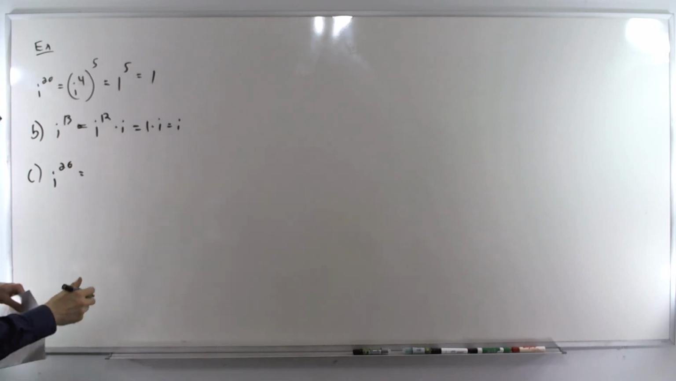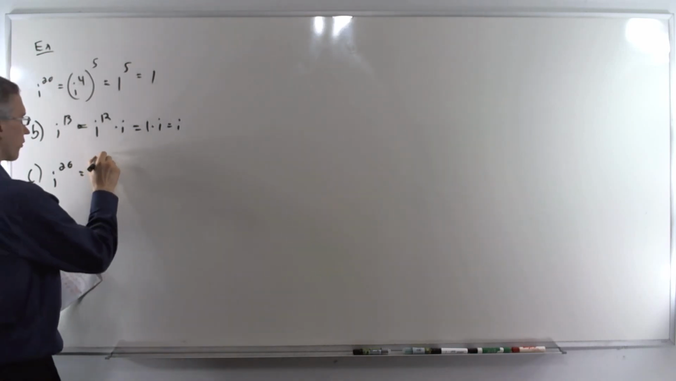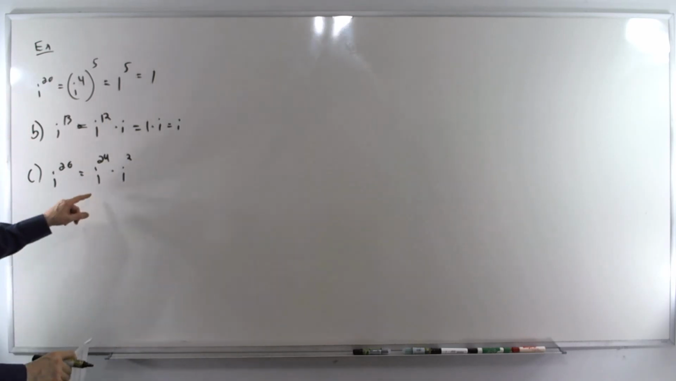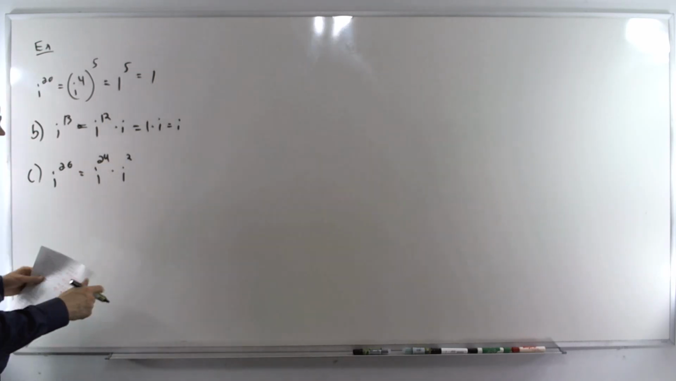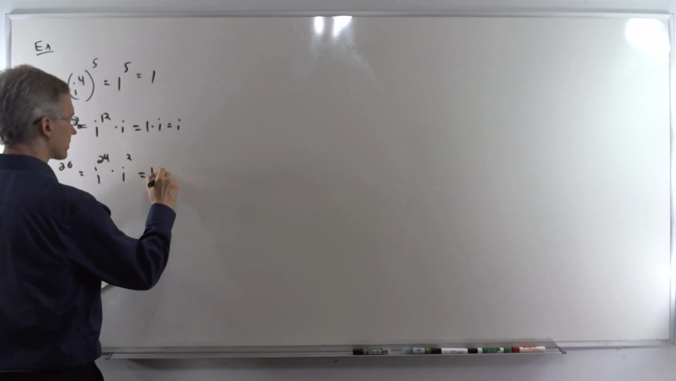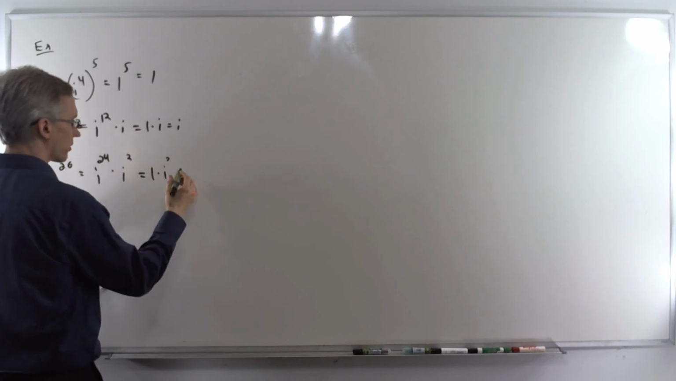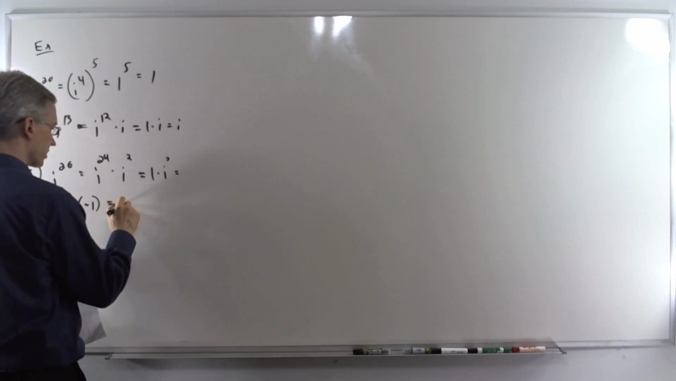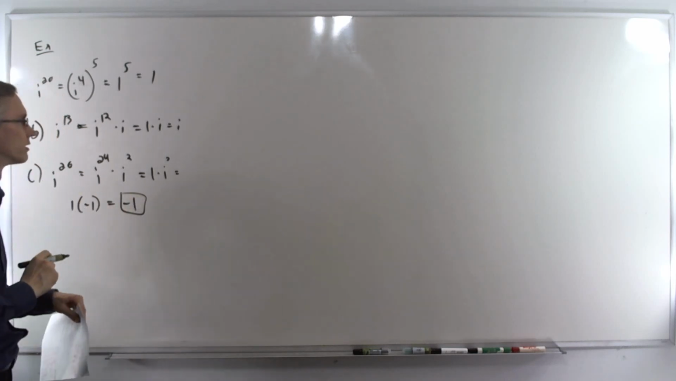C, i to the 26th power. Now let's do that again. We're going to break it up into i to the 24th times i squared. i to the 24th, that's a multiple of 4, so that's 1. So we got 1 times i squared. i squared is -1, so that gives us 1 times -1, which is just -1.